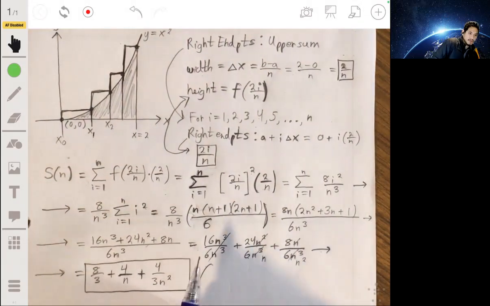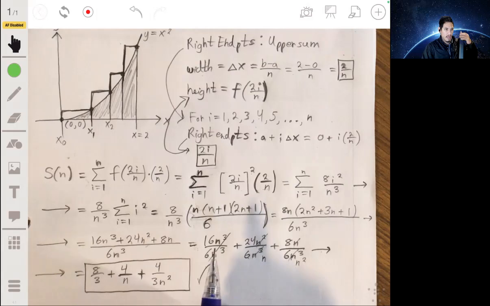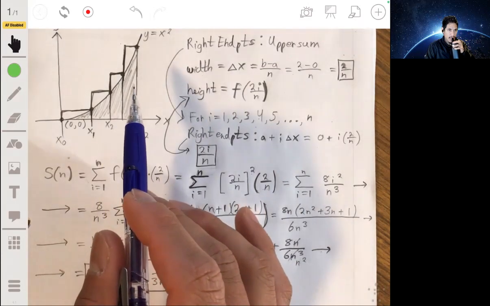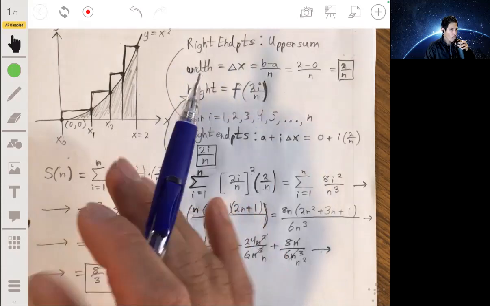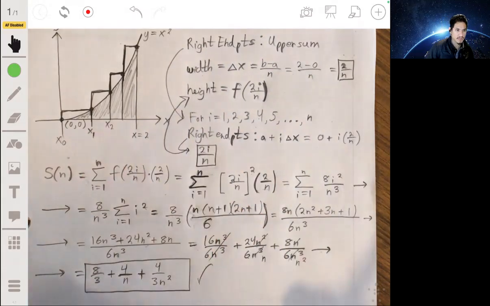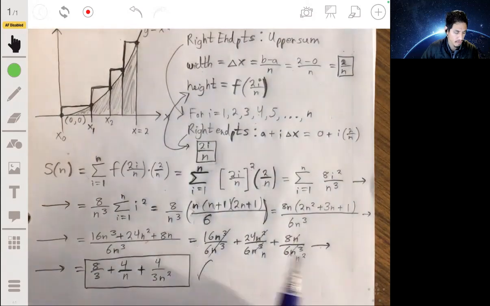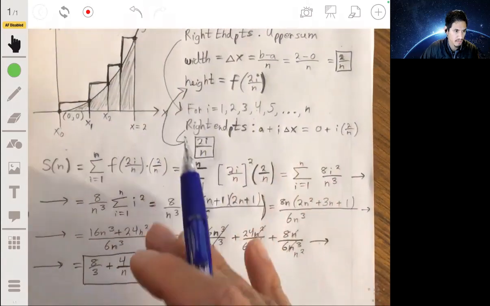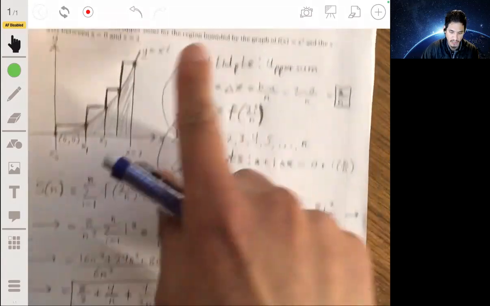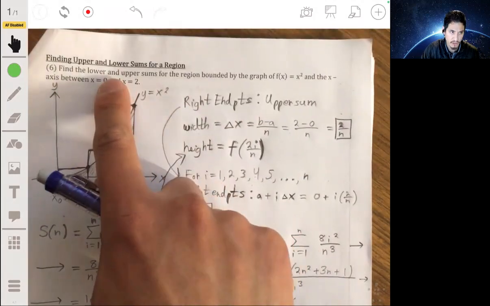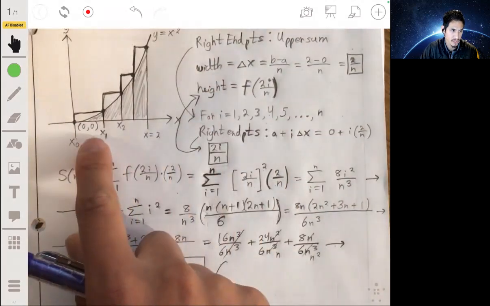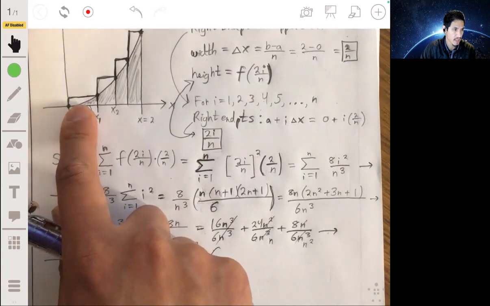Okay, so now we have a general expression if we want to calculate the sum of n rectangles for right-hand points, so an upper sum. I'm going to talk more about what this means after we find the lower sum now. The lower sum is just going to use the left endpoints.